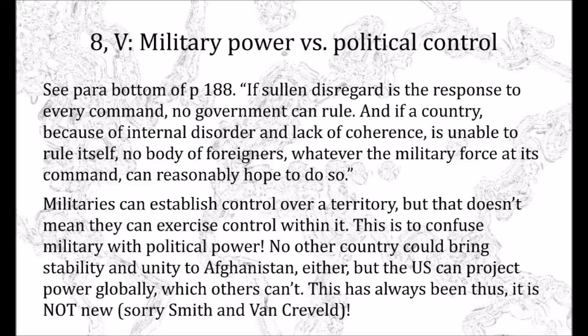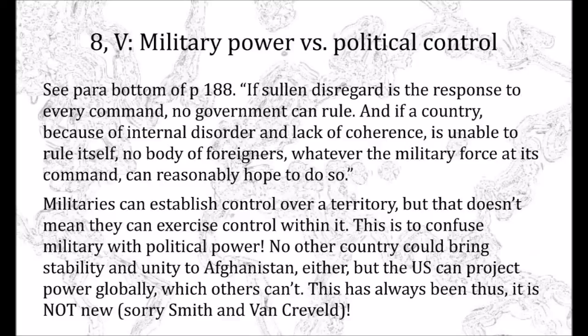As he notes, militaries can establish control over a territory, but that doesn't mean they can exercise control within it. This is to confuse military and political power. To exercise control within a territory, you need political power, which includes some form of legitimacy, some form of the people there agreeing to do what you say and to organize in the way that you wish. Saying that the US could not bring stability to Afghanistan, or at least not very easily, doesn't say much unless you could say that other countries would be better able to do so. But they wouldn't. No country could. So it doesn't really tell us much about US power.